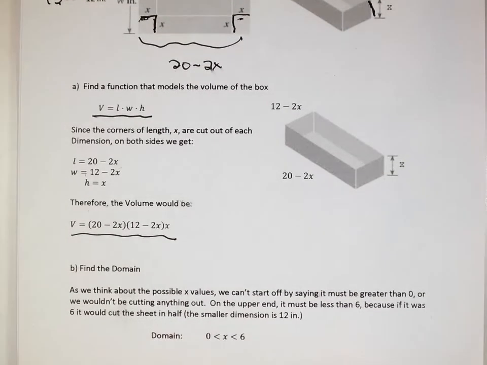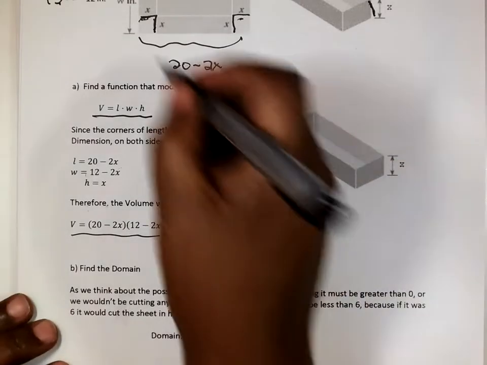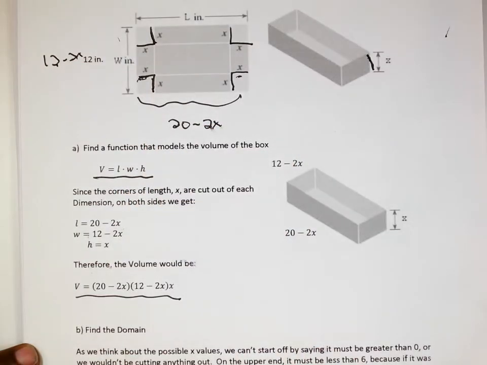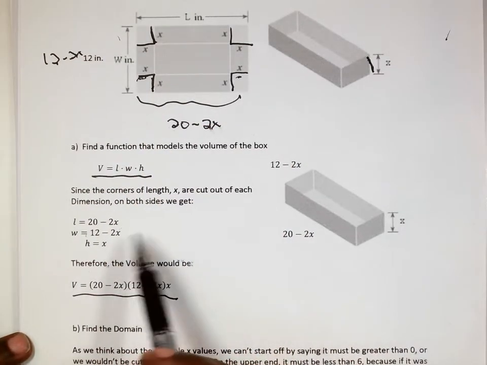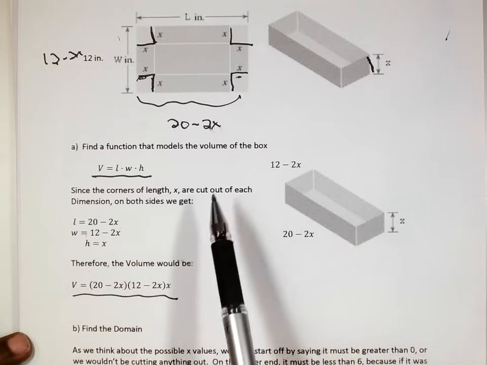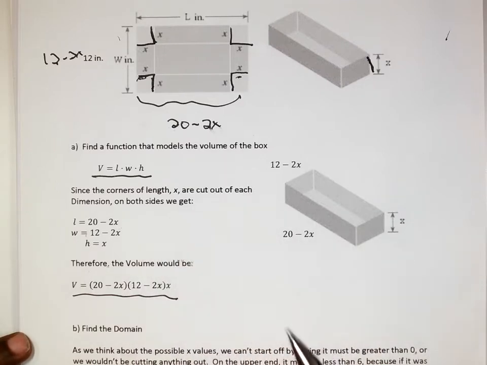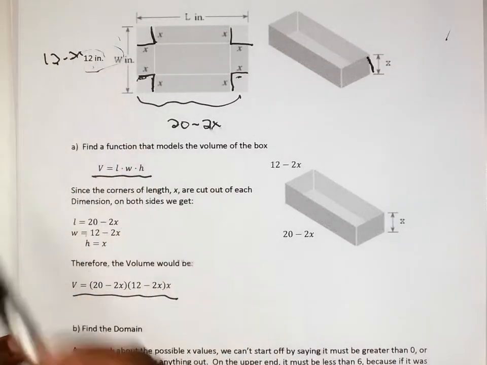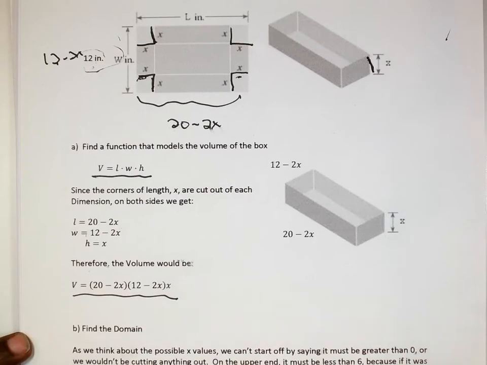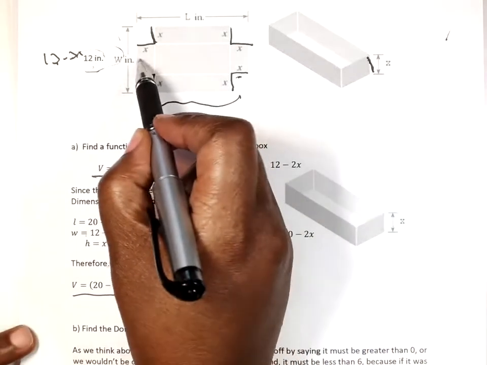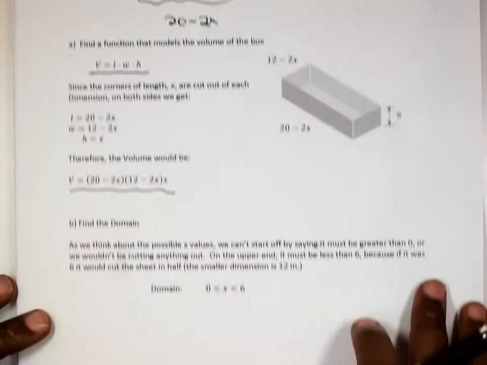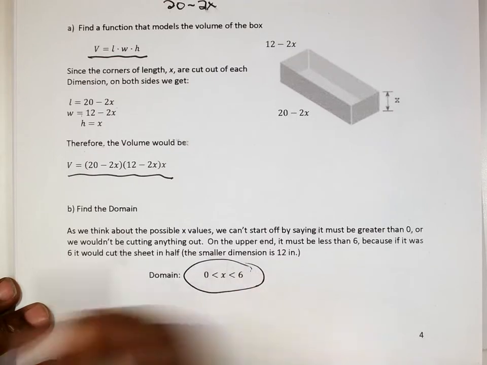But the next thing we want to do is find the domain. So what are the possible values that we can cut out of these corners that make sense for this box? It has to be greater than 0, right? Because if it's 0, we haven't cut anything out, so we can't fold up anything to make a box. And because this dimension is 12, x has to be less than 6, because if it was 6, it would cut this right in half, and again, I couldn't make a box. So our domain for this is going to be between 0 and 6.